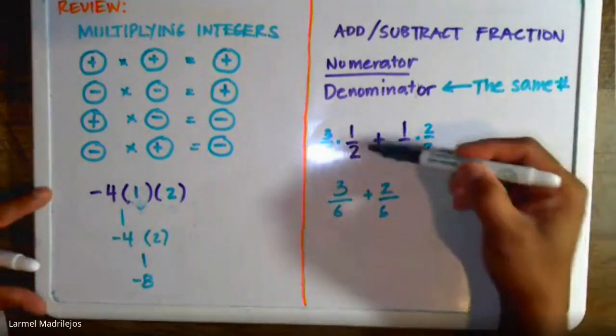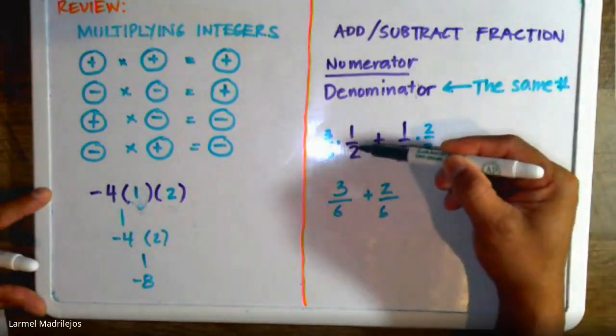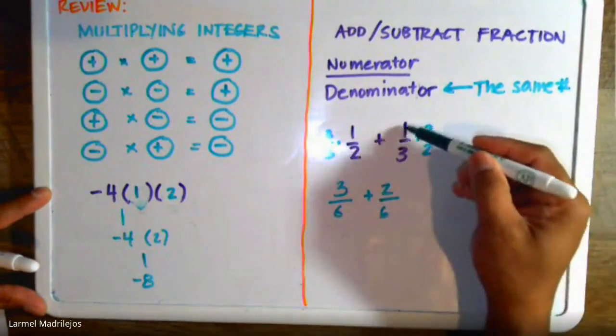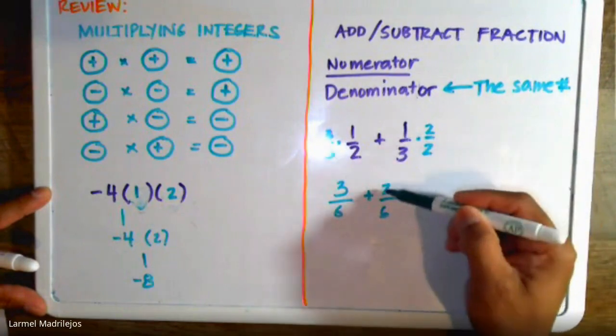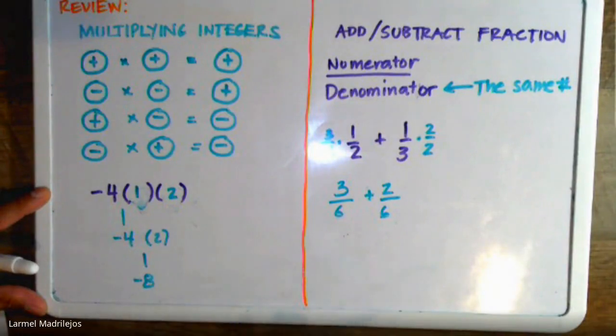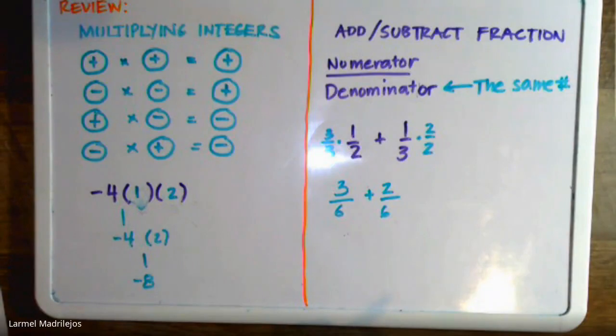The value of this 1/2 is the same as 3/6. And the value of 1/3 is the same as 2/6. They are written differently, but they have the same denominator. What's important right now is the same denominator. It's a rule in fractions: to add and subtract, they should have a common denominator.